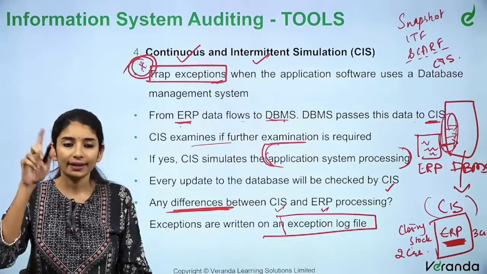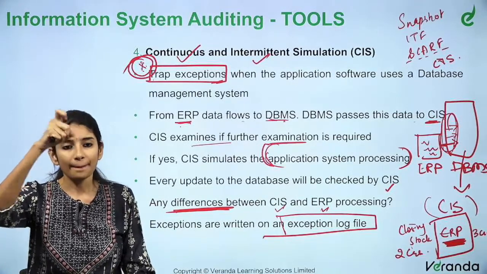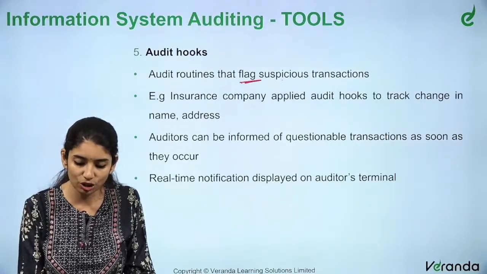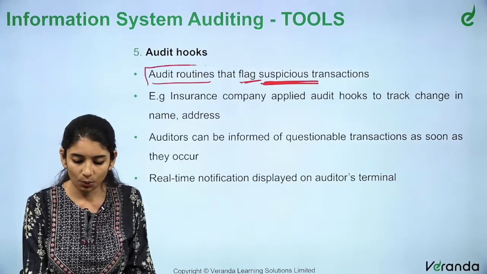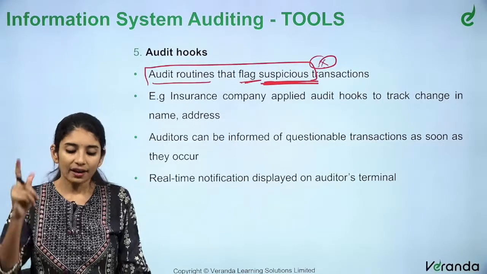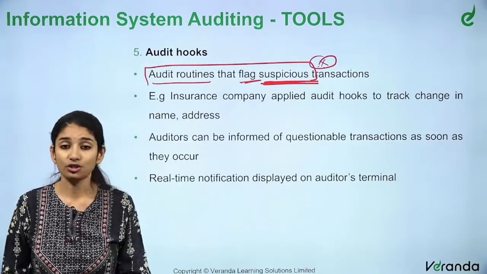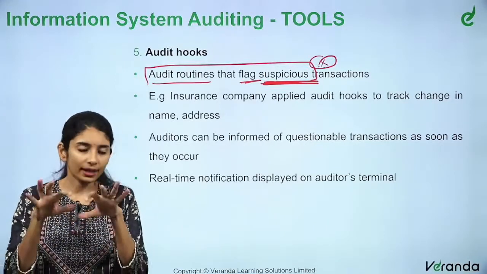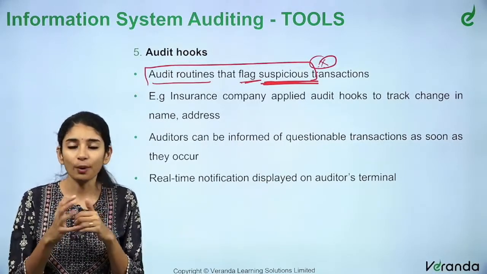Audit hook. How do you see the word hook? What it does is, it goes and picks up exceptional transactions and flags suspicious transactions. Audit routines. So if this is the phrase used, it is audit hook: audit routines that flag suspicious transactions. So what happened in an insurance company? What happened in an insurance company is that people changed the name and address of the policy holder in their database.